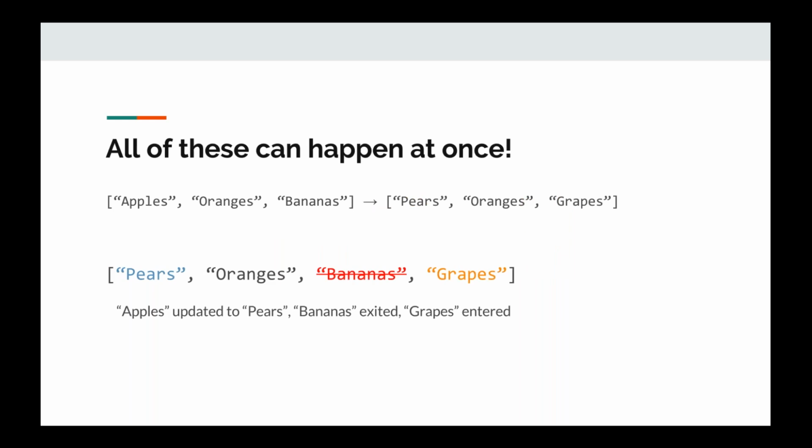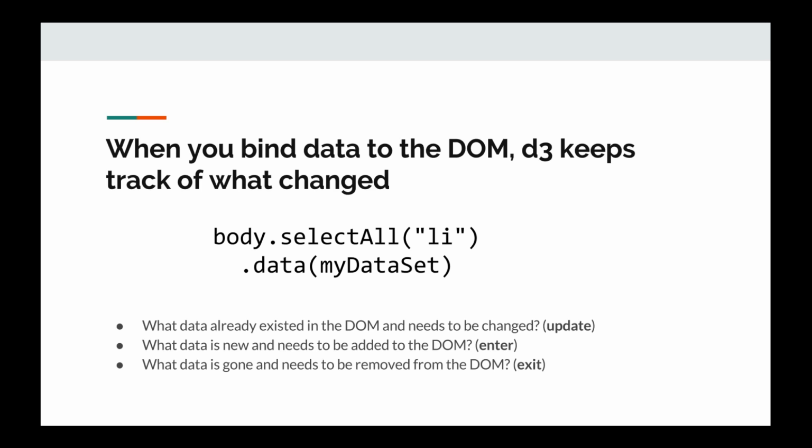And by the way, all these can happen at once, right? Like you could click a filter and you could have apples change to pears, bananas get dropped, grapes come in, or something like that. So all these things can happen simultaneously from one change in data set to another. Okay, so let's go back to the question. Wait, there were no circles before. How did we get circles then? What did we actually select?